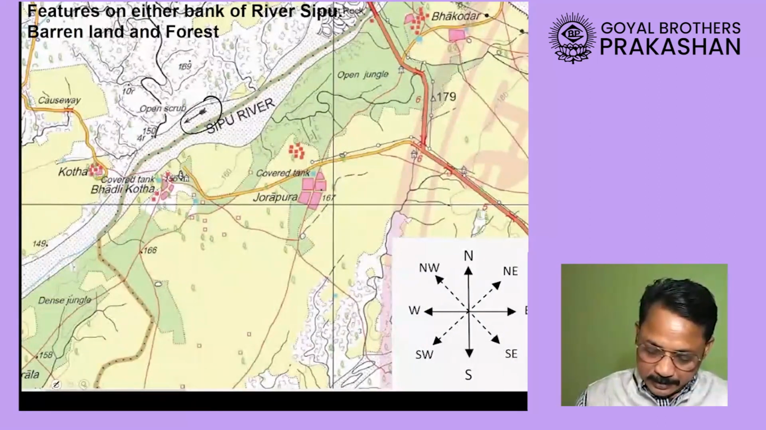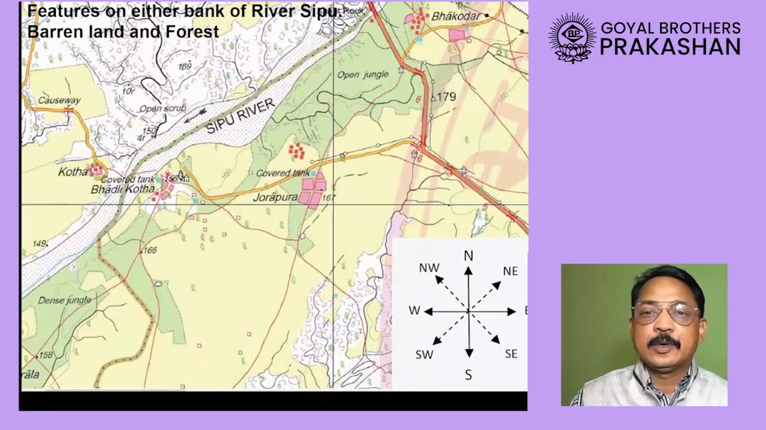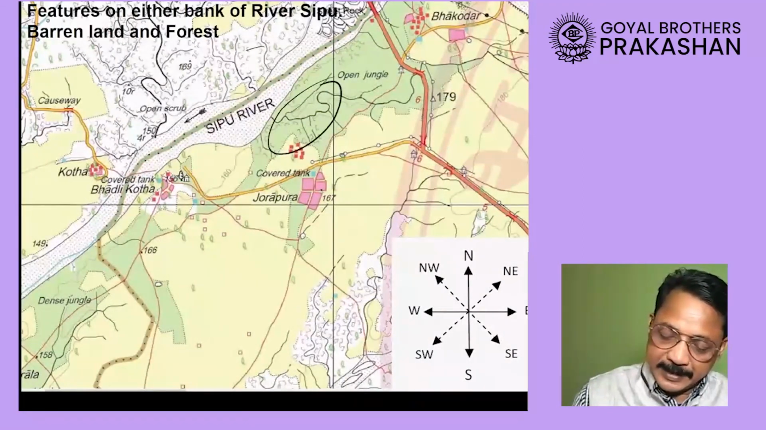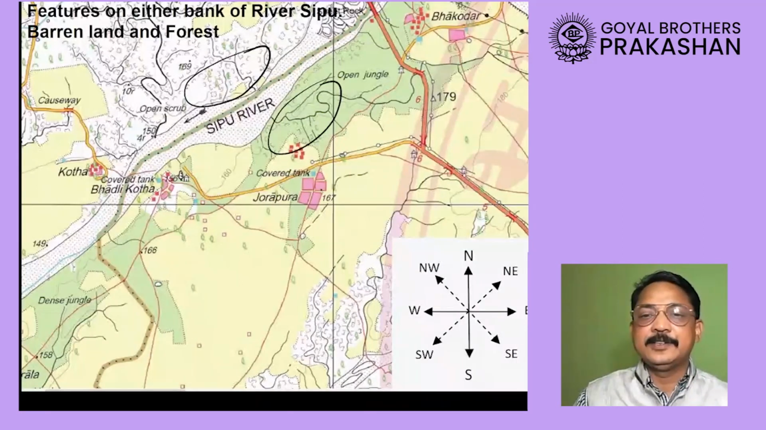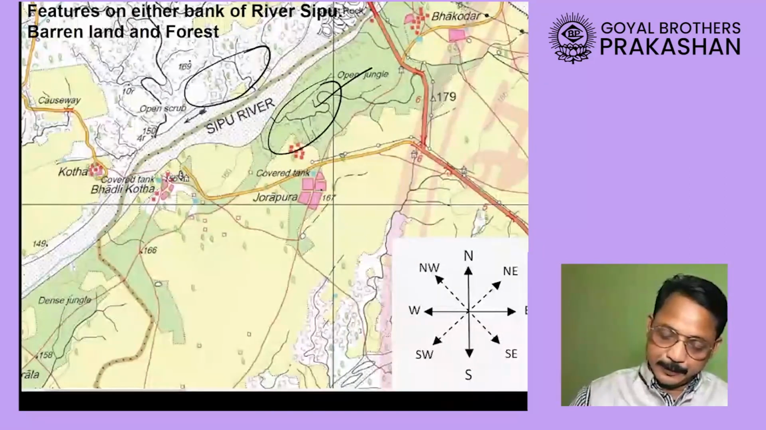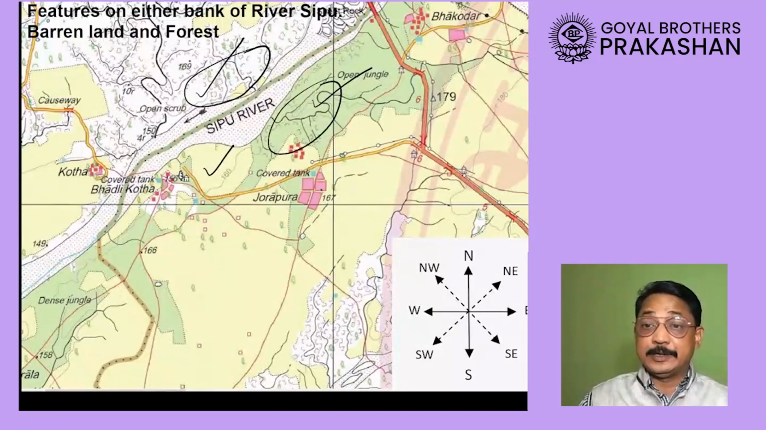Now, what features are seen around this Sipu river? So I see here forest on one side. I find barren land on the other side. That means if the question is asked what features are seen around this Sipu river, forest, barren land, and I find here agriculture is also done.